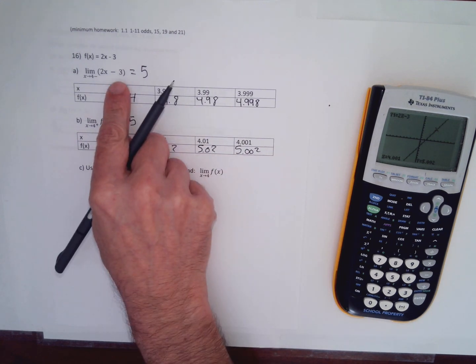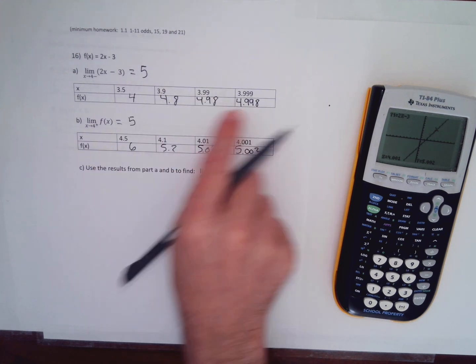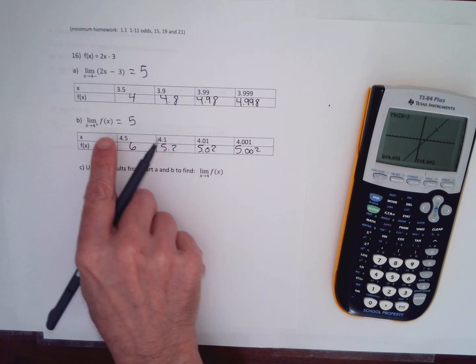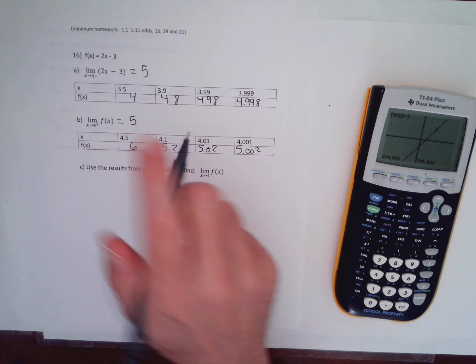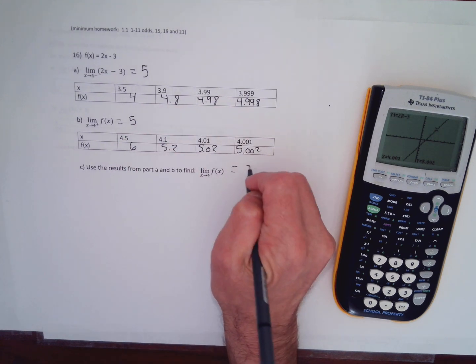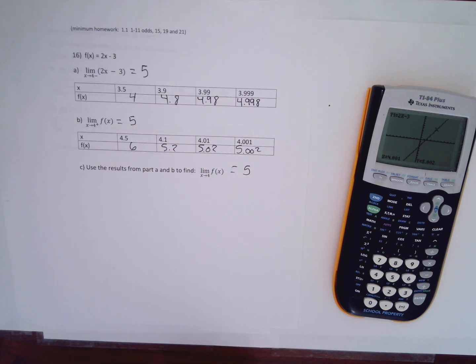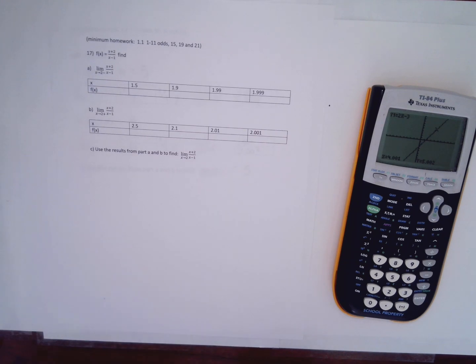So A, I filled out my table to predict the left-hand limit. B, I filled out my table with numbers bigger than 4 to figure out my right-hand limit. And because the left and the right-hand limit are the same, my two-sided limit for part C is going to be that number. This is your problem 17.